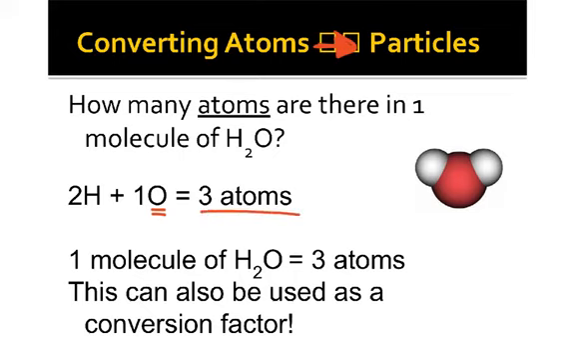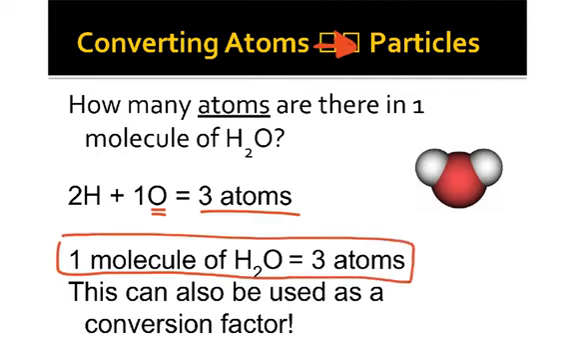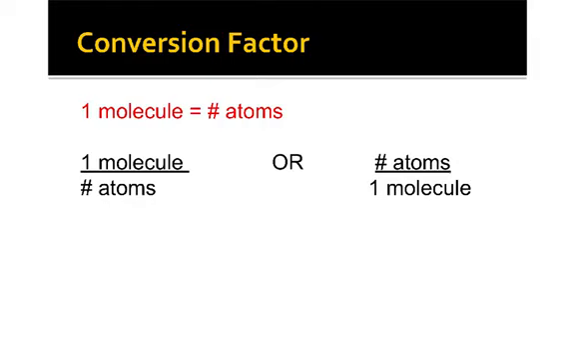So anytime, and I mentioned this before, anytime you have 2 things that are equal to one another, you've now created a conversion factor. So this is exactly what we're going to do for this second type of conversion factor. You're going to consider 1 molecule of a substance and figure out how many atoms it has, and now we can go back and forth between molecules and atoms. So again, here's our generic conversion factor. 1 molecule equals number of atoms.